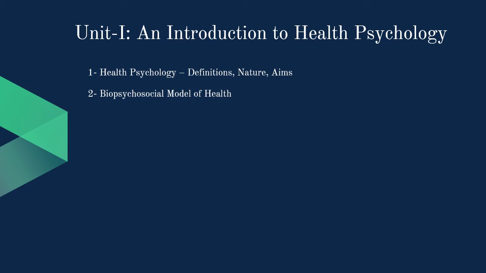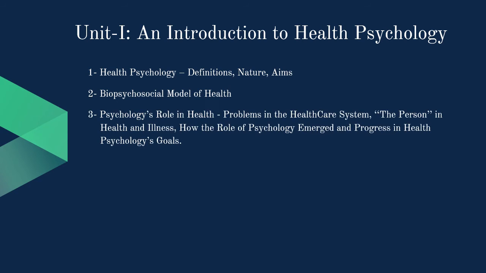The second point over here is the biopsychosocial model of health. Here we will be studying how health is also related to our biology, our psychology and the society. There are different factors that play an important role in our health and we would be studying them in detail. The third point in this unit is psychology's role in health, problems in the healthcare system, the person in health and illness, how the role of psychology emerged, and progress in health psychology's goals.